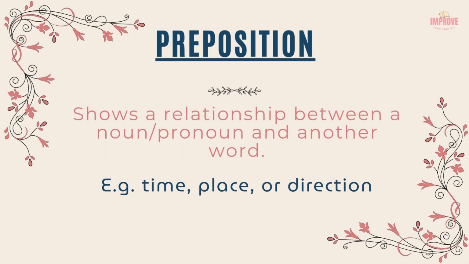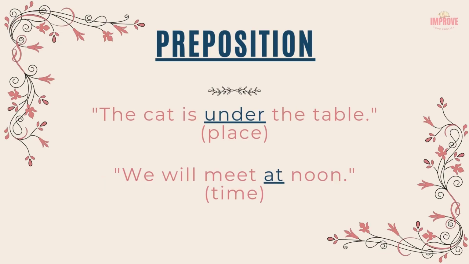Preposition. A preposition shows a relationship between a noun or pronoun and another word. For example, time, place, or direction. The cat is under the table. So the preposition in the sentence is under because under indicates a place. We will meet at noon. So the preposition in the sentence is at because at indicates a time.